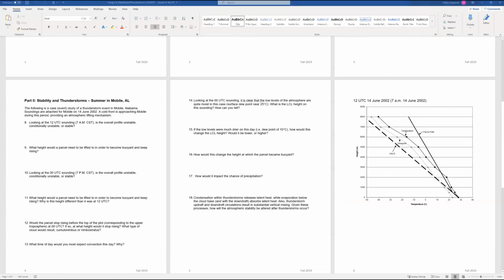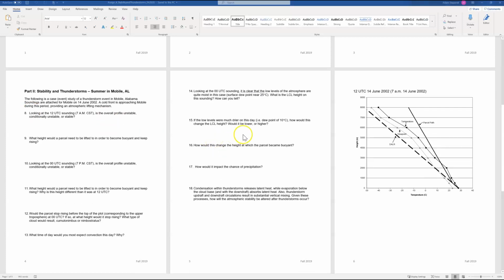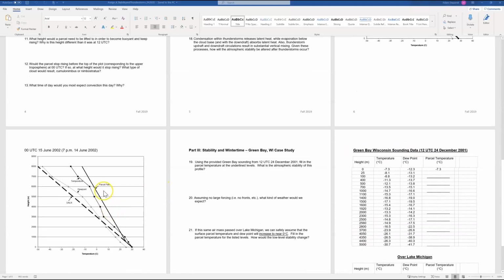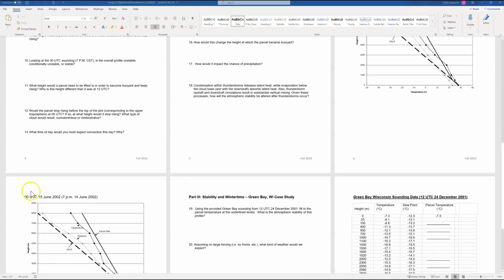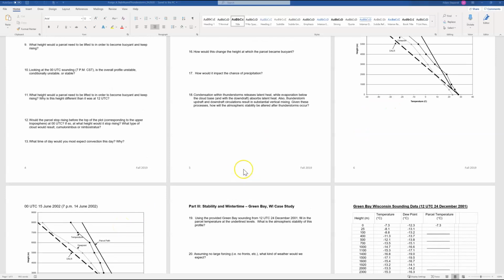That gets us to the second portion of the homework assignment, Part 2, Stability and Thunderstorm Summer in Mobile, Alabama. And so these are going to work off of the graphics both on page 6 as well as page 7. And so again, I hate to scroll too much. You'll notice here on page 6, this is taking place at 12Z on a date in June 2002. That's going to equate to 7 in the morning. This graphic is going to be at 0Z, 7 p.m. So this is morning. This is late afternoon, early evening.